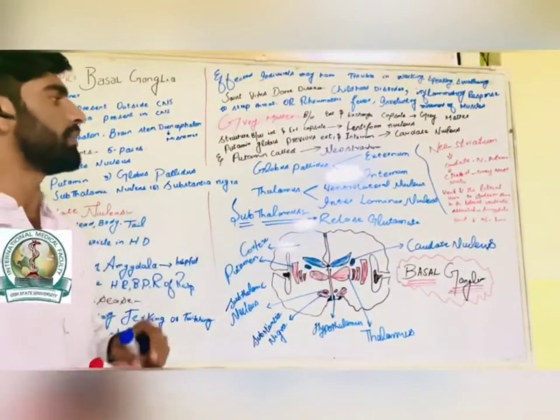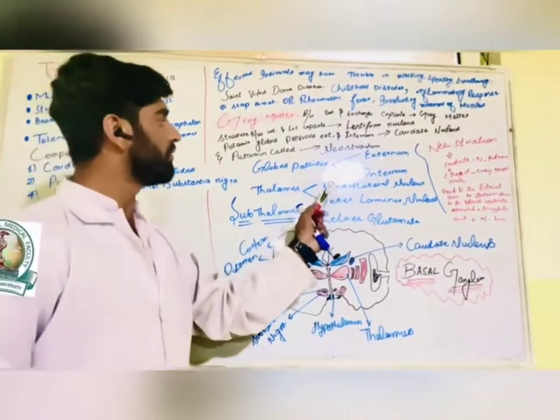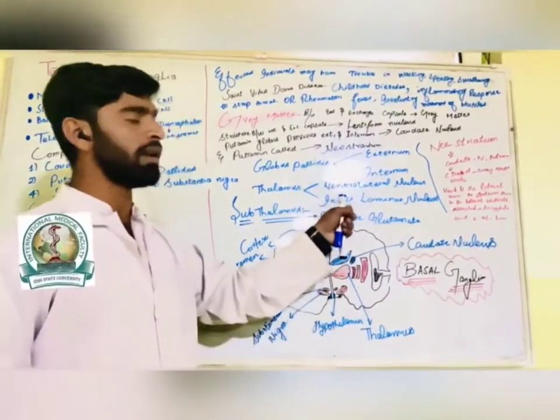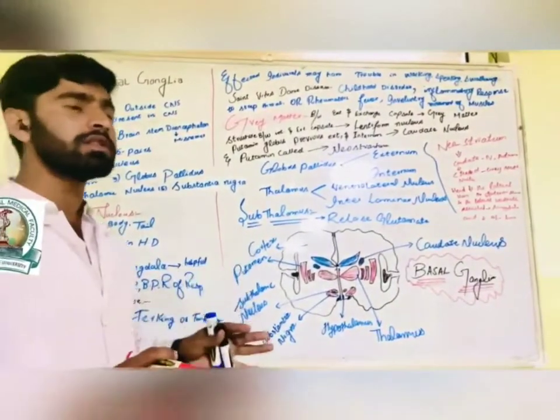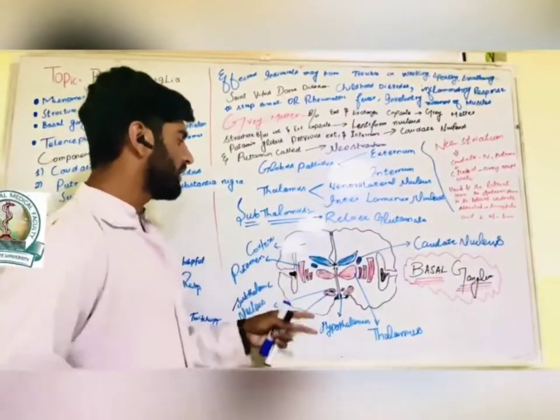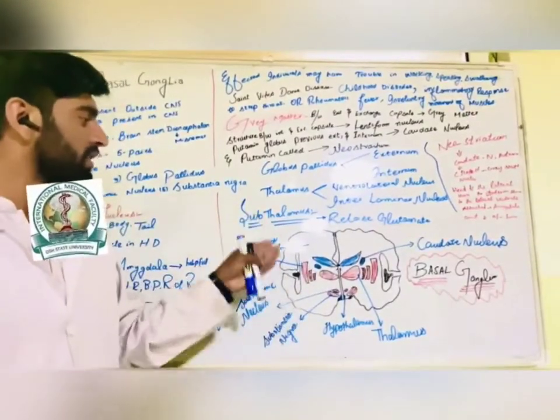Then we have the thalamus. Thalamus has the ventrolateral nucleus and the intralaminar nucleus. And then we have the subthalamus. Subthalamus releases glutamate. And then we have a diagram of the basal ganglia.